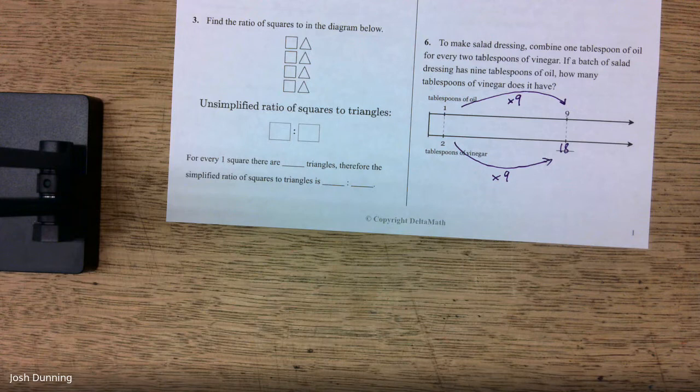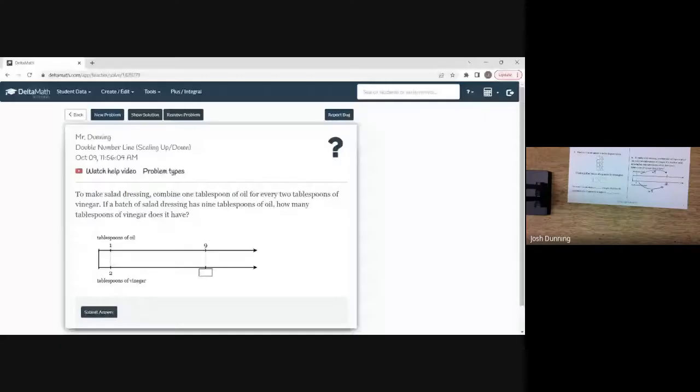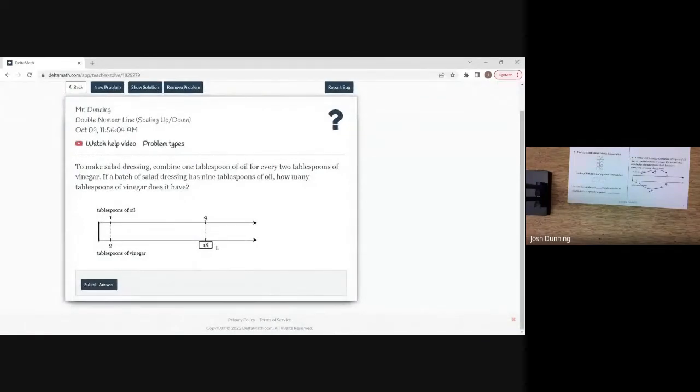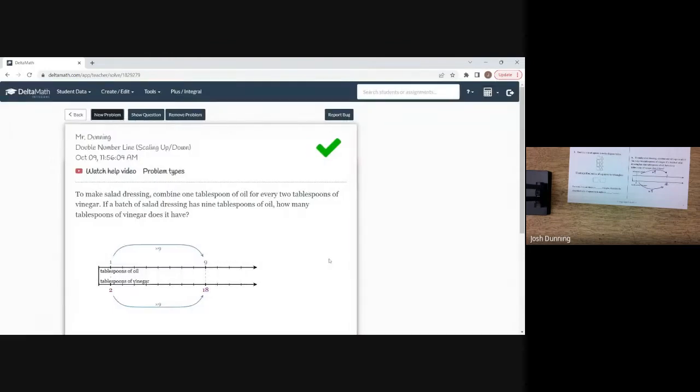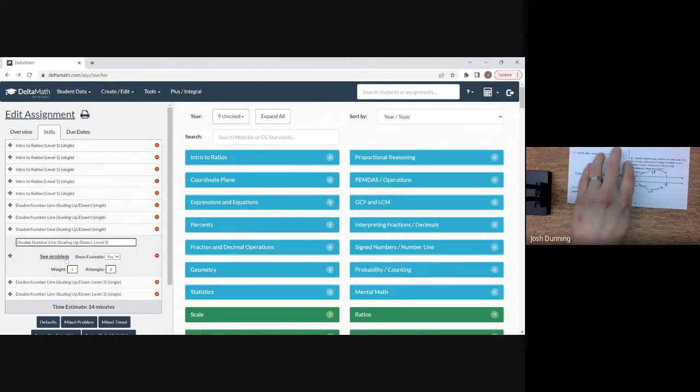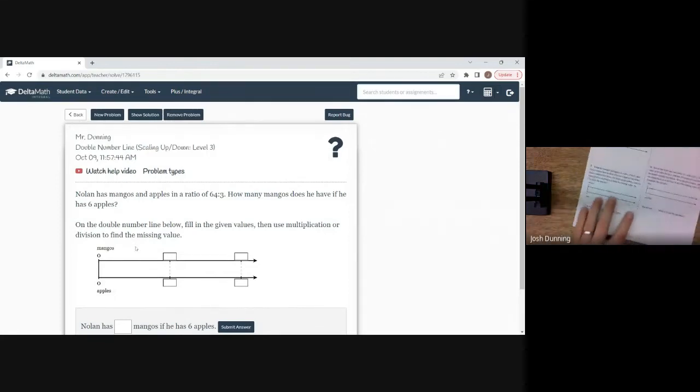So now we'll go back into deltamath. Submit answer. There we go. Hopefully that one, that's not too bad. Then we get to ones that might be a little trickier. Nolan has mangoes and apples in the ratio of 64 to 3. So mangoes first, then apples. So 64 mangoes. This time you got to fill it in. And 3 apples. How many mangoes does he have if he has 6?